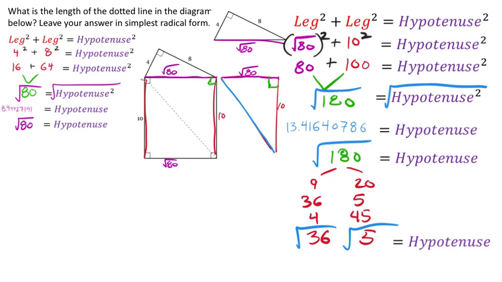Now we can take the square root of 36, which is 6. Almost put 4. And then the square root of 5 just stays the square root of 5. And this right there is the hypotenuse, which is also the length of this dashed line right there. Okay, so that's my answer in simplest radical form.